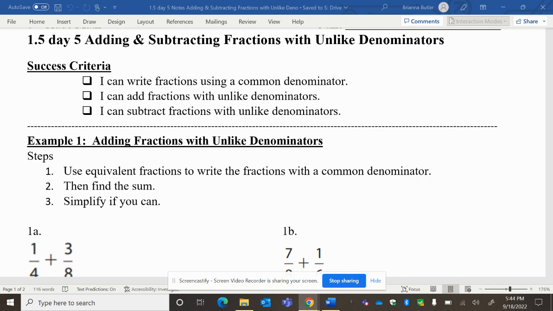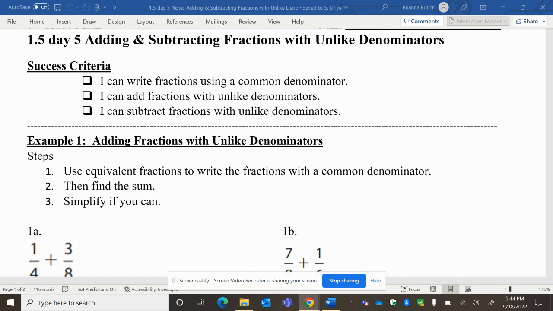Today we're going to be adding and subtracting fractions with unlike denominators. So this time, as you see in our examples below, we are going to have two denominators that are not the same. So we're going to have to work through that and make sure that we get them to the same denominator before we add and subtract.